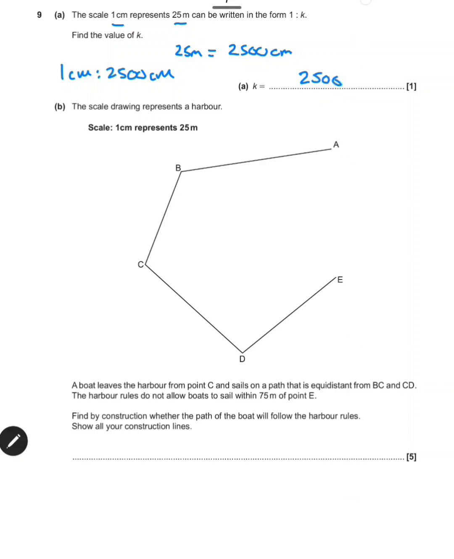K is 2500. Part B is a scale drawing or a constructions question, which is going to be absolutely disgusting for me to do on this device I'm working on, but I'll try my best. What I'm going to do first is this first line. The boat leaves the harbour from point C. So we're leaving from here and sails on a path that is equidistant from BC, this line, and CD, this line. So when you've got something that's equidistant from two lines, what you're looking for is called the angle bisector. So you're going to need to cut that angle in half.